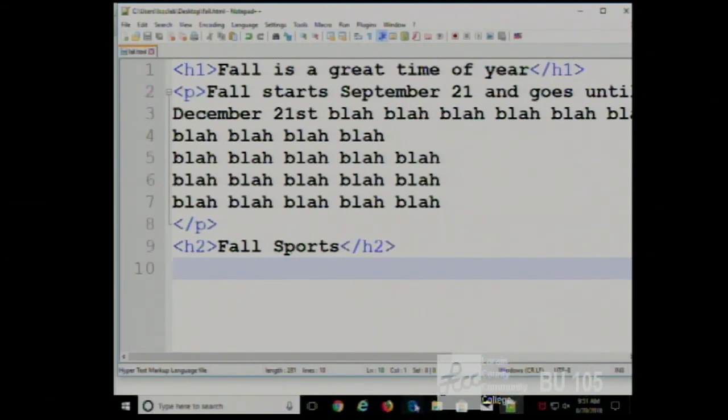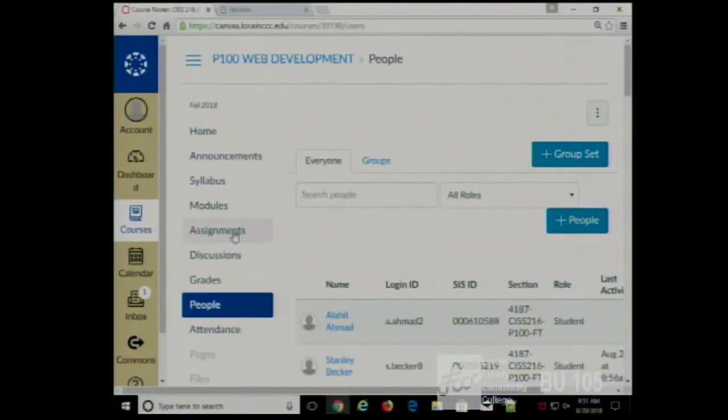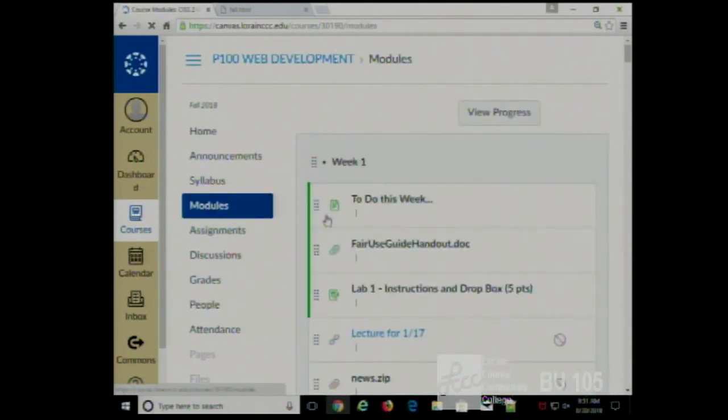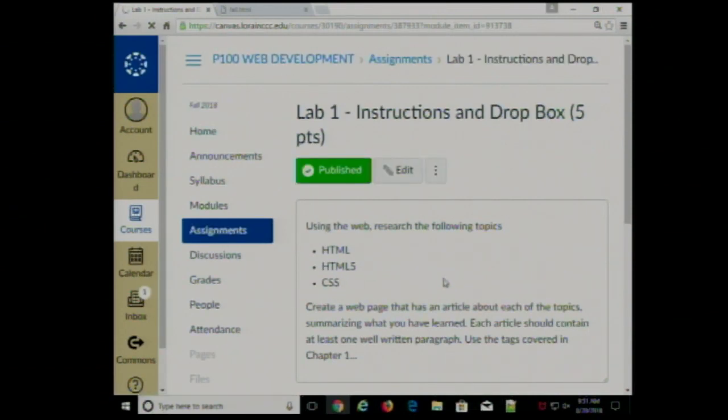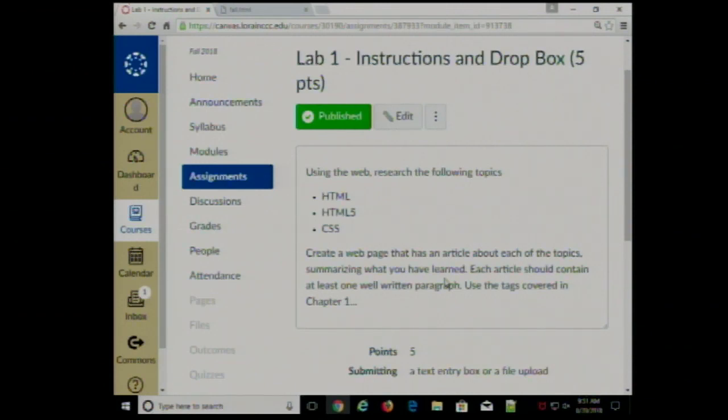Your assignment is to do some research on the web about three topics. HTML, HTML5, and CSS. You'll create a web page that has an article about each of these topics, summarizing what you found. So look up HTML, and you might go visit a couple sites and get a definition of HTML. You'll summarize what you've read. And you have at least one well-written paragraph. And use the tags that were covered in Chapter 1.